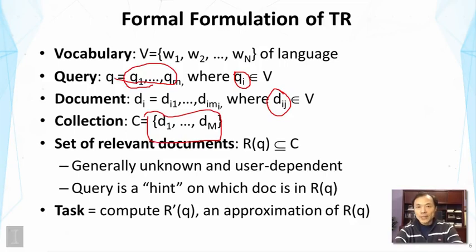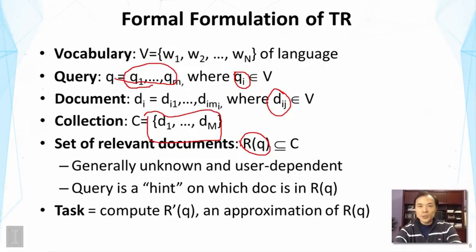And then the goal of text retrieval is to find the set of relevant documents, which we denote by R of Q, because it depends on the query. And this is, in general, a subset of all the documents in the collection. Unfortunately, this set of relevant documents is generally unknown and user-dependent, in the sense that for the same query typed by different users, the expected relevant documents may be different. The query given to us by the user is only a hint on which documents should be in this set.